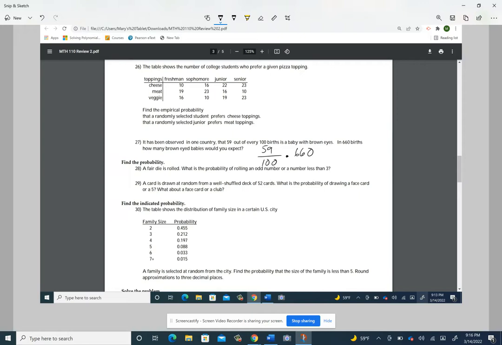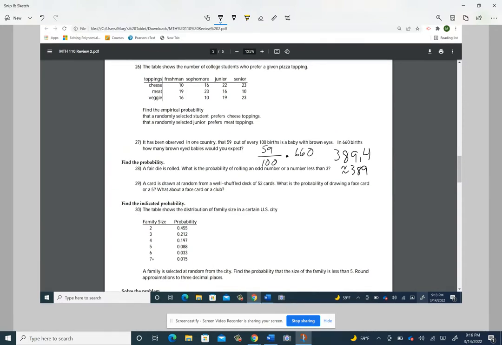Okay, so let me do that while you do that. Take 660 times the 59 and then divide by 100, and you get 389.4, so about 389 brown-eyed babies. Okay.